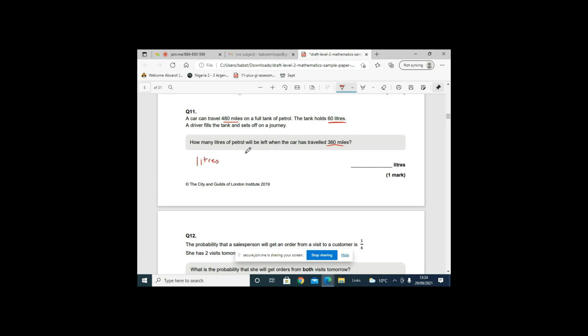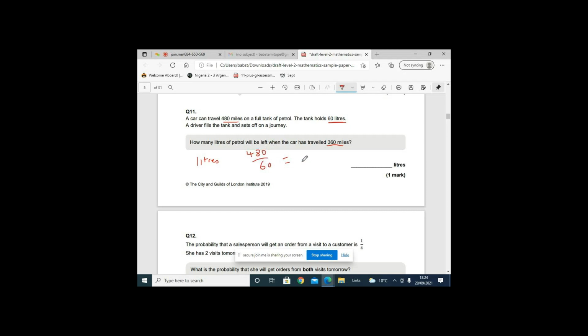What about when you divide to find 1 liter? Yes, you have to divide. Well done. Divide 480 by 60. Yeah, that's what I said. I said we'll divide. I thought you said divide 360. No, I said divide 480 by 60, then times it by 360. Oh, I thought you were saying dividing by 360. Sorry. So, yeah.